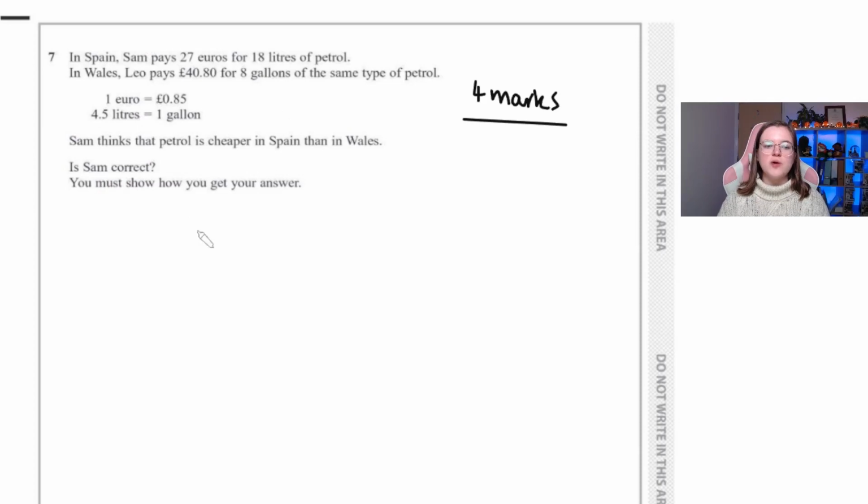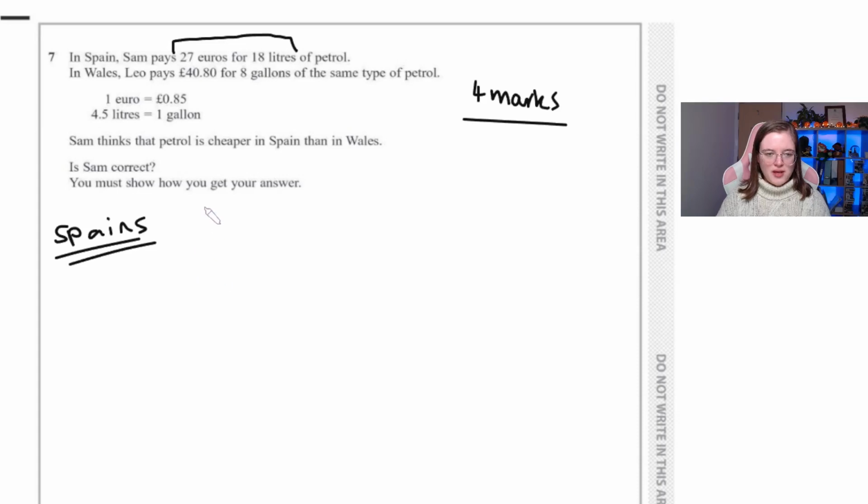So, with questions like this, where there's a bunch of unit conversions, we want to be comparing apples with apples, right? So we need to be able to get the units in the same format. So euros into pounds, litres into gallons. I'm picking on Spain because Spain's first in the question. So I'm going to convert both of Spain's units.